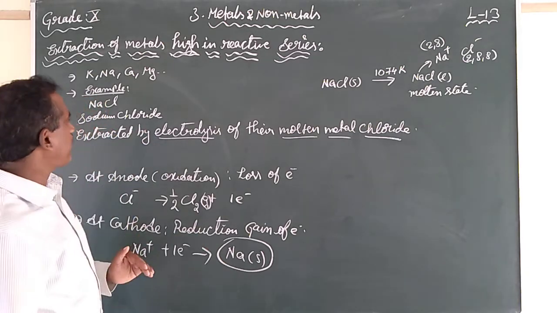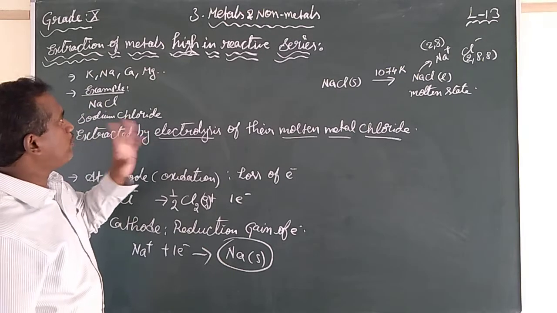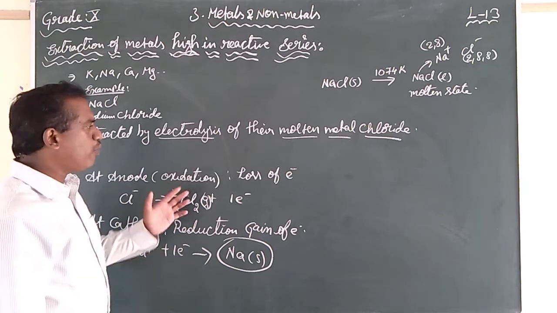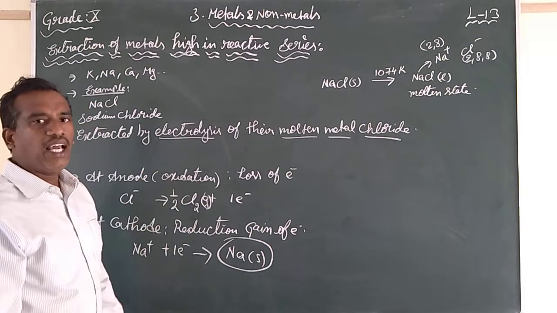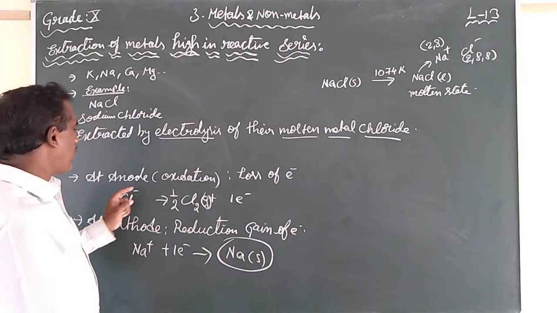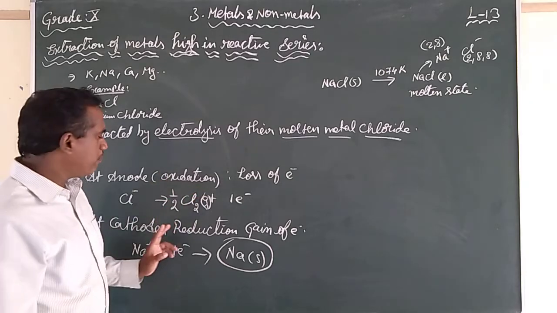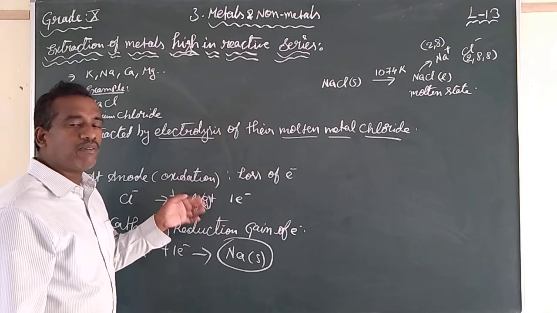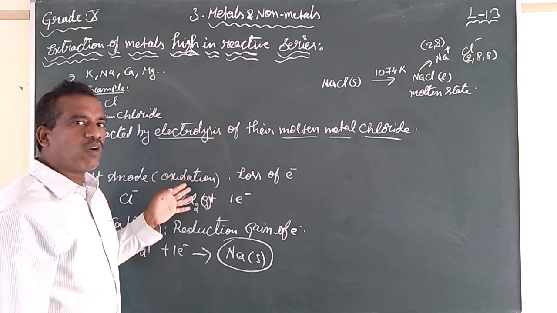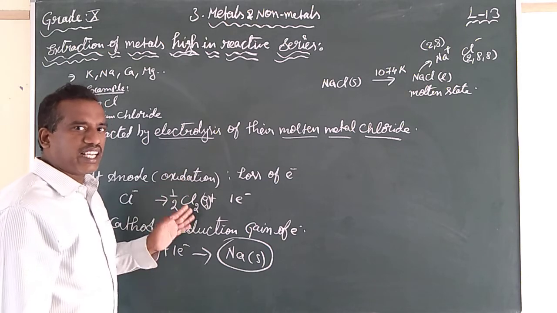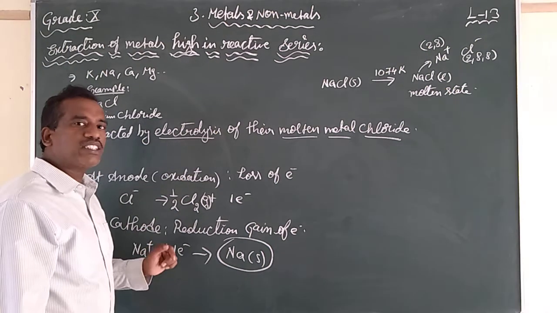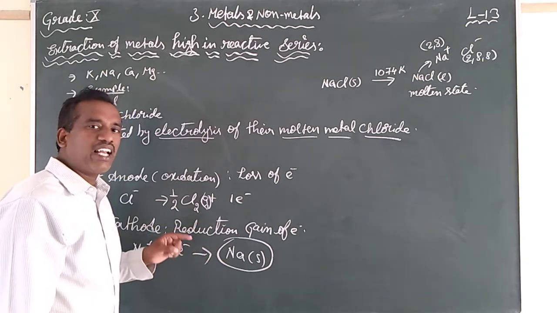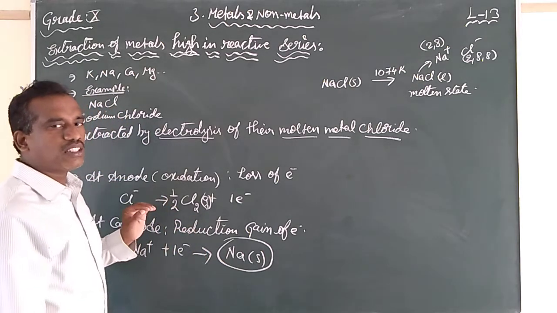So this process of extracting highly reactive metals from their molten salts is possible with electrolysis. In simple words, at anode oxidation takes place, meaning chloride is losing the electron to form chlorine gas. So at anode, chlorine gas is collected, and at cathode, sodium metal is collected. So this is a simple method.